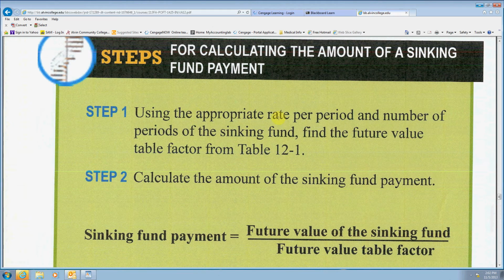You're going to use the appropriate rate per period and the number of periods for the sinking fund to find the future value factor. So we're going to be using Table 1. And after you find that factor, then you're going to take the future value of the sinking fund and divide it by the table factor.